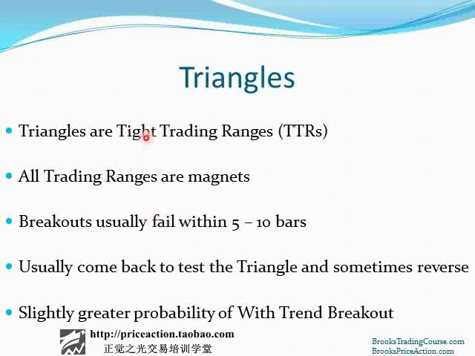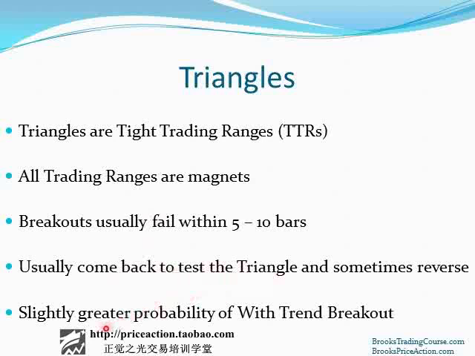Triangles are a type of tight trading range, where the top to the bottom of the range is very tight, and there are multiple reversals in it. And like all trading ranges, a triangle is a magnet, so they're very often final flags. In other words, the breakout usually fails within 5 or 10 bars. The breakout in either direction. The market usually comes back to test the triangle, and sometimes even reverses.